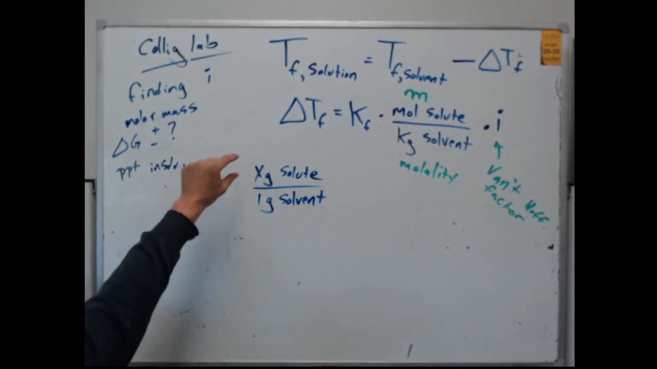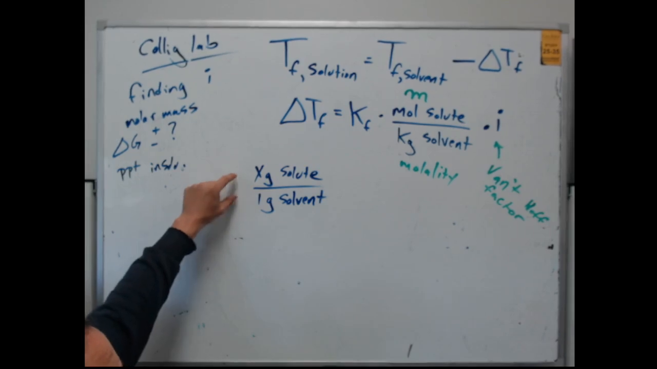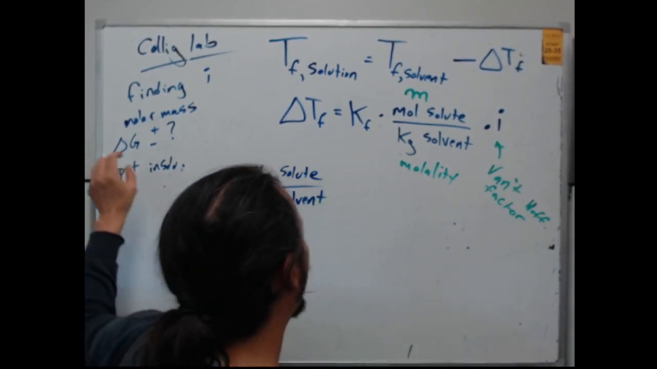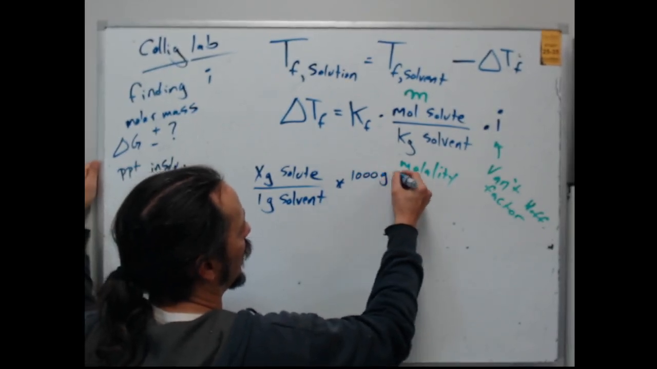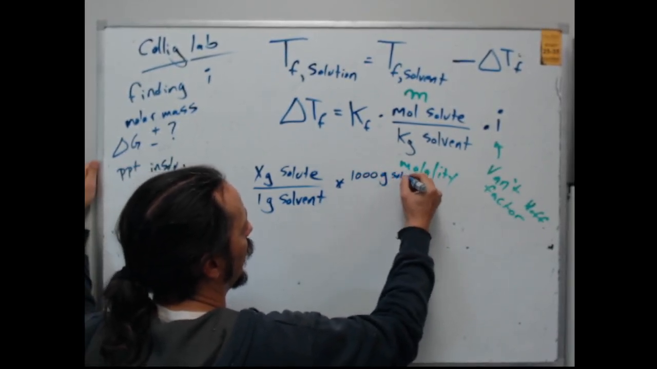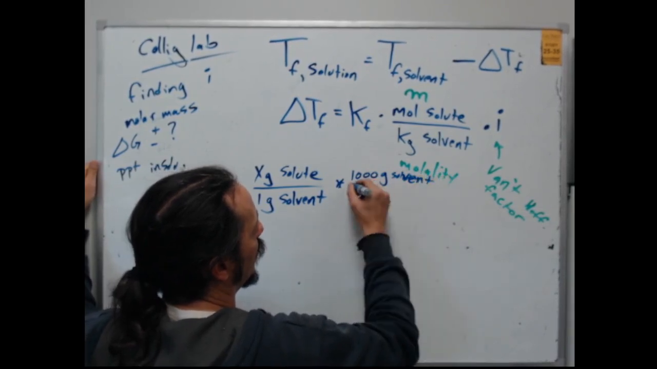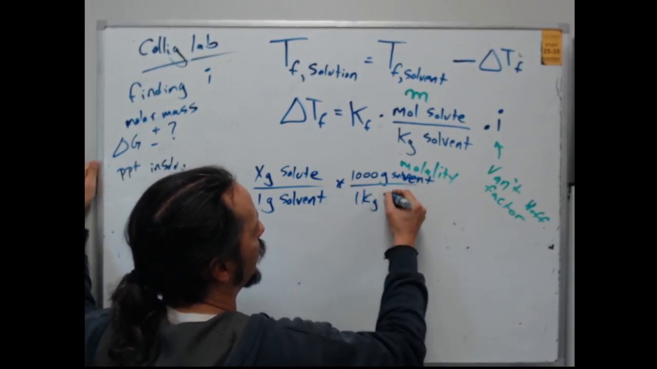So we need to get our experimentally practical useful unit to molality. And that's where we multiply by 1,000 grams solvent per 1 kilogram solvent.